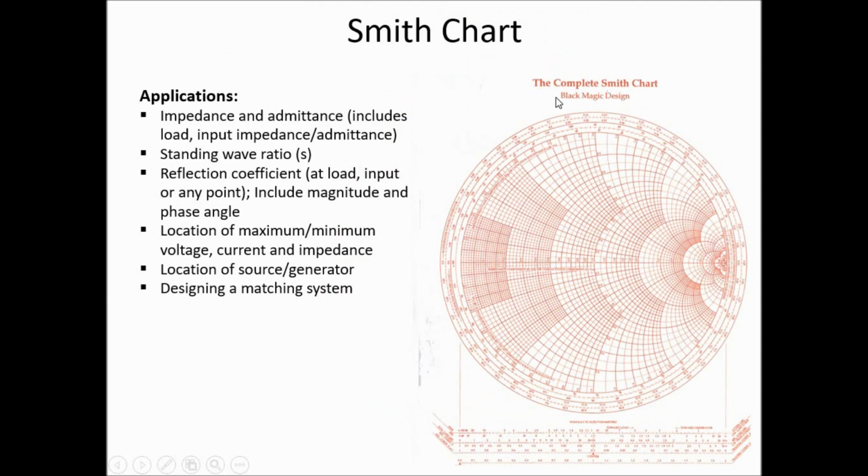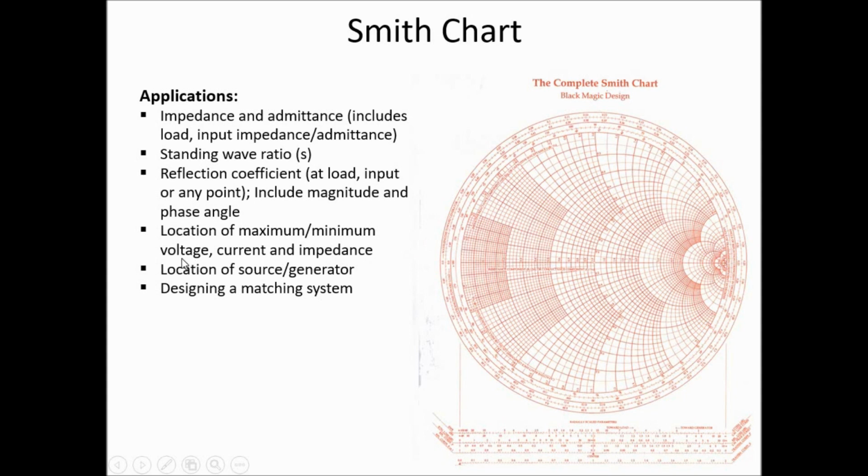Now this Smith chart can be used for impedance and admittance measurement. If you want to find the load impedance, input impedance, or input admittance, you can use this Smith chart. You can use it for finding the standing wave ratio. You can use it for finding the reflection coefficient at the load, input, or any point. It also gives the magnitude and phase angle of this reflection coefficient. You can locate the minimum and maximum voltage or current or impedance point.